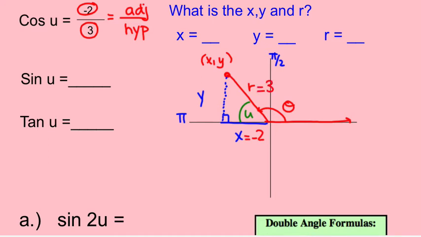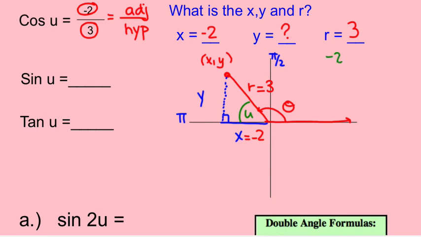Why I chose the x to be a -2 is in the second quadrant, all ordered pairs for the x have to be negative. So here's our -2, here's our +3, and we still have this unknown y in our right triangle. So we're going to use the Pythagorean Theorem and find that y.